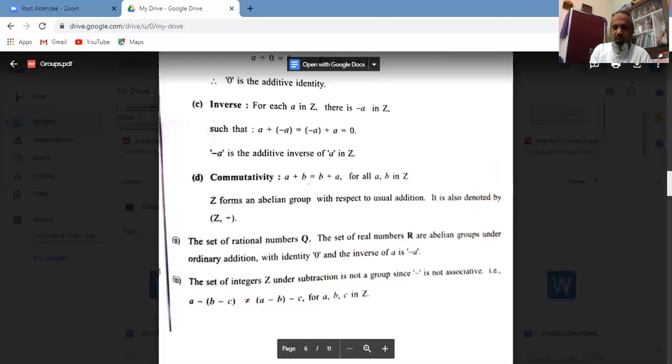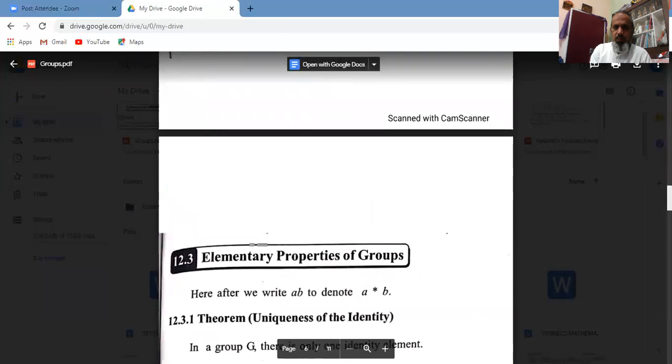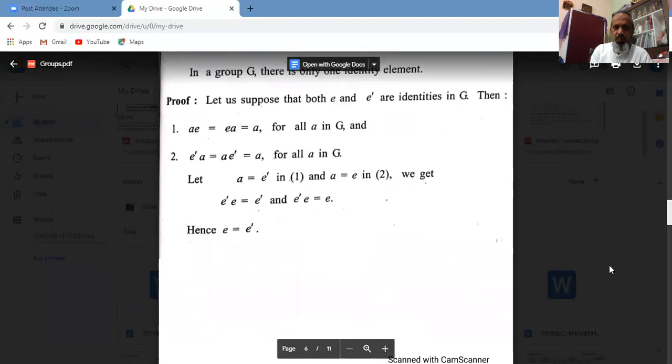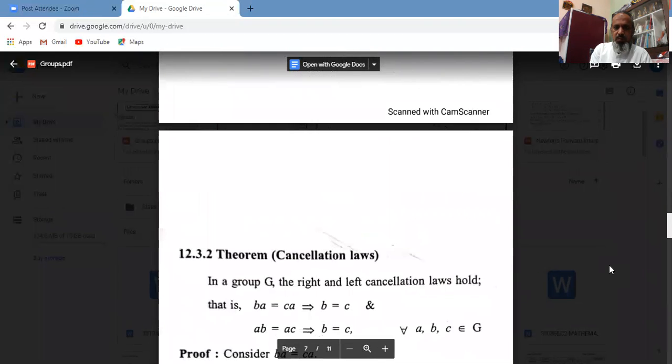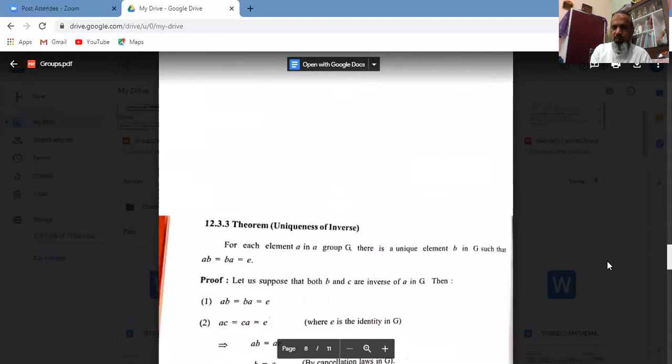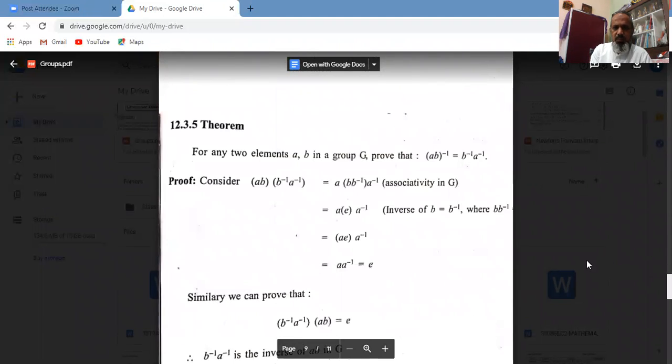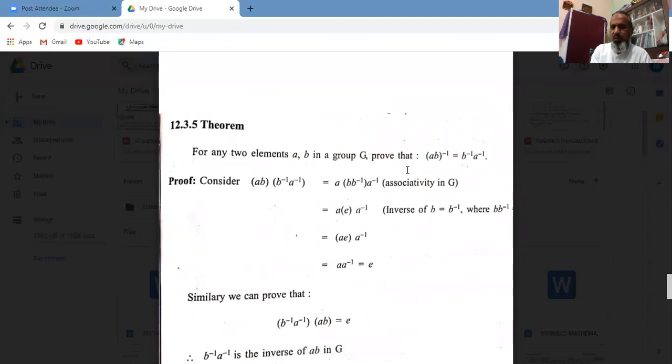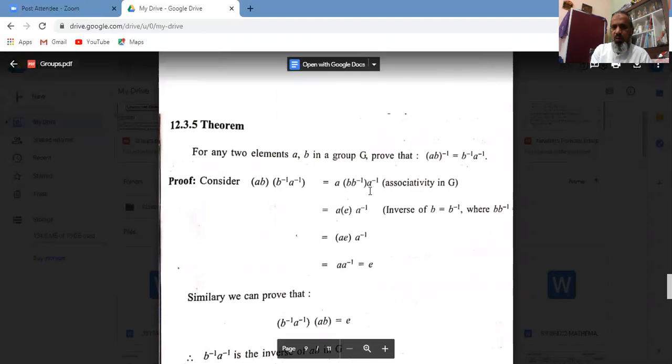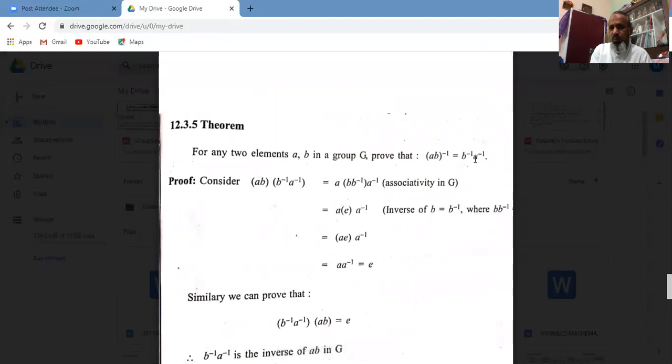So we have seen these elementary properties: cancellation laws, uniqueness of identity, uniqueness of inverse. Now see here, for any two elements A, B in G, prove that the inverse of AB is equal to B inverse A inverse. Now, (AB) inverse is equal to B inverse A inverse means the inverse of AB is B inverse A inverse. This is the meaning.